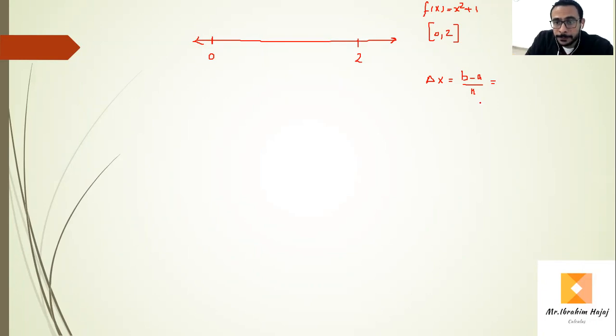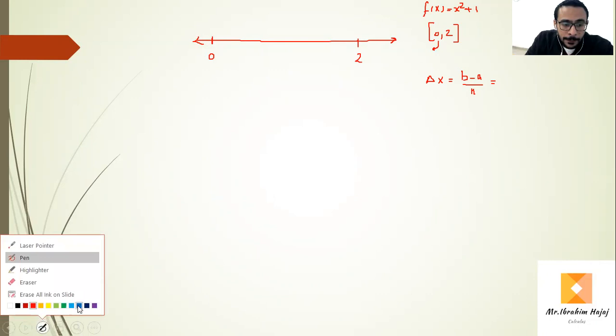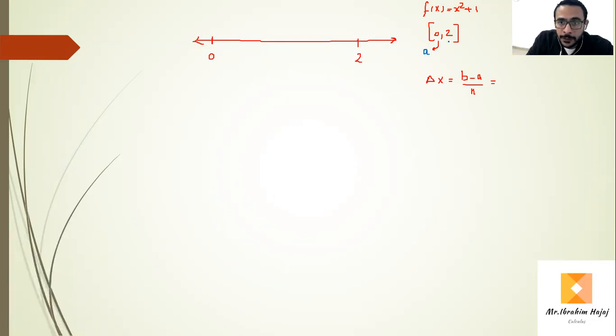What is b? Here a is what will change the calculation. Here is a, which is 0, and here is b, which is 2. So simply it's going to be 2 minus 0, and this all over what?